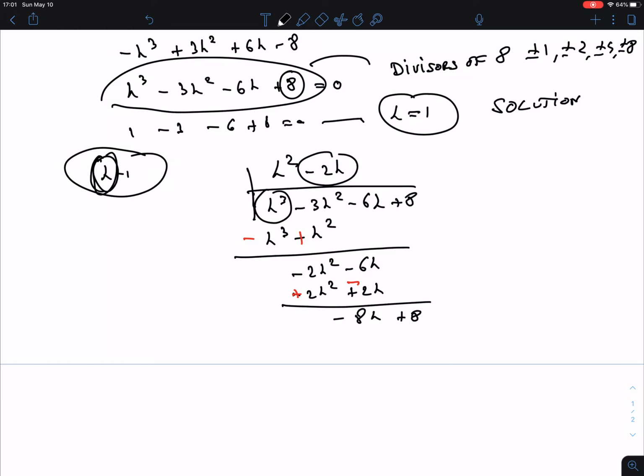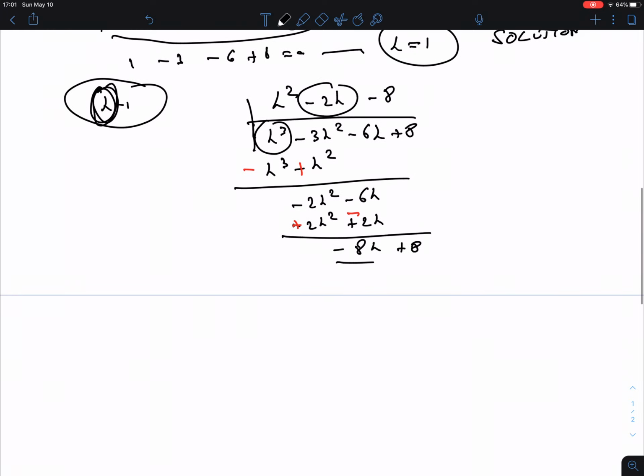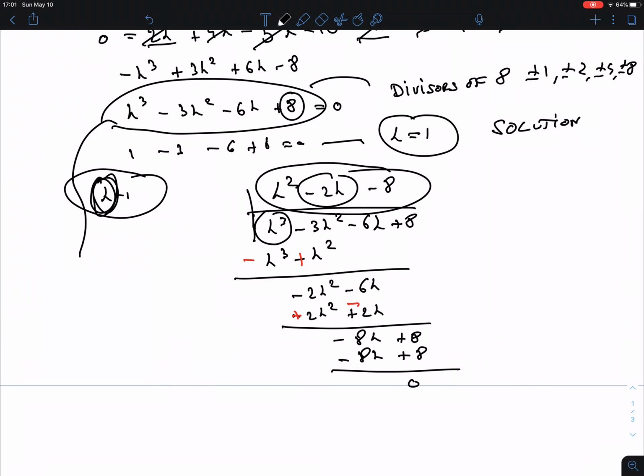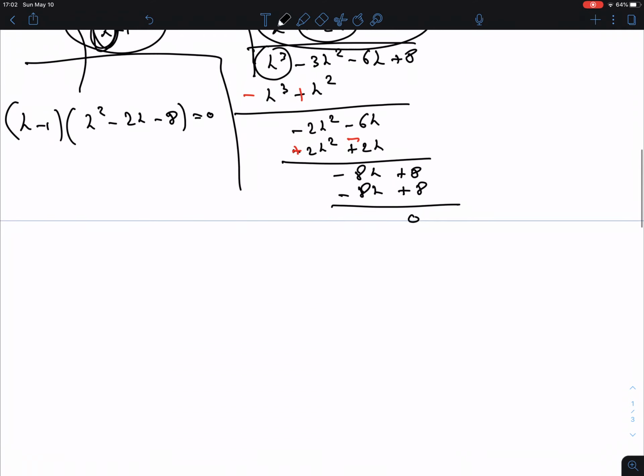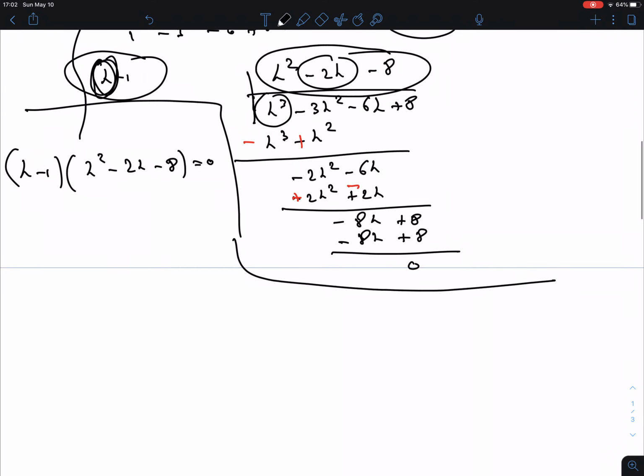How many times does lambda go into minus 8 lambda? Minus 8 times. So again, I multiply minus 8 by lambda minus 1 and get minus 8 lambda plus 8. I subtract, and of course I get remainder 0. So this is my quotient. What this means is that this factors as lambda minus 1 times lambda squared minus 2 lambda minus 8 equals 0. Okay, this long division tells me how to get this.